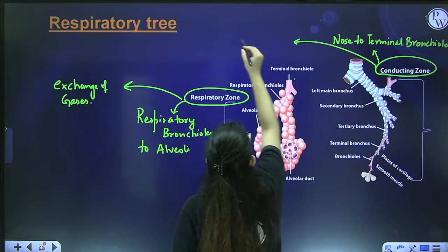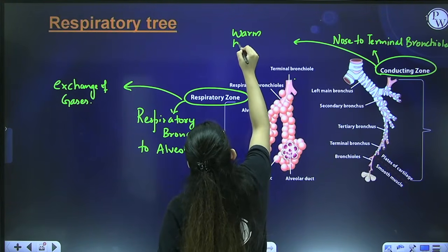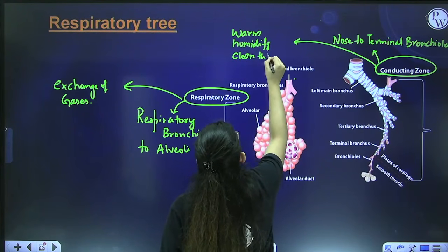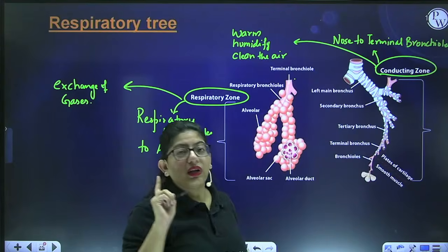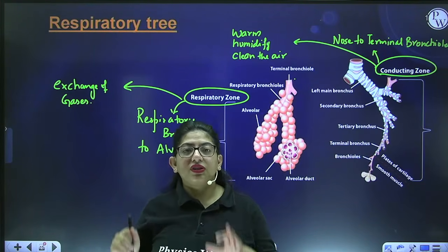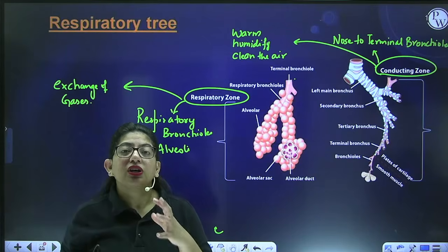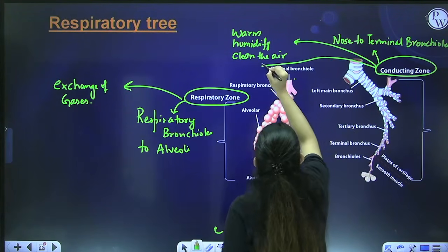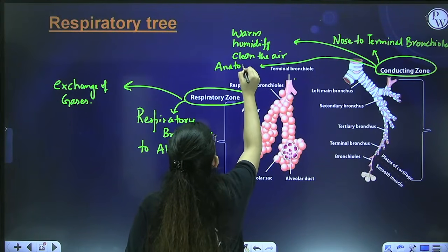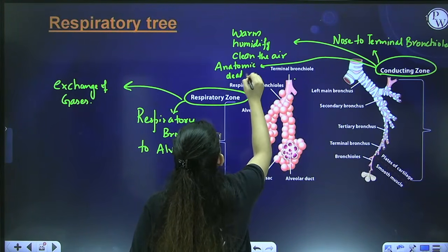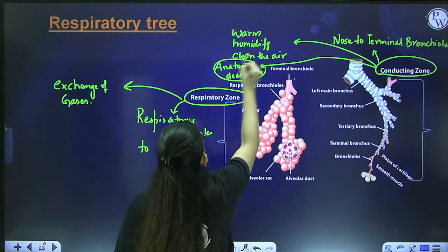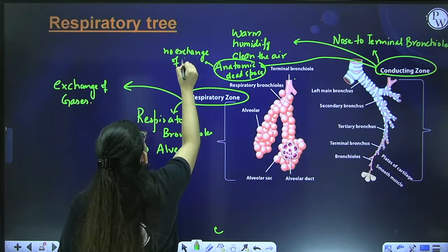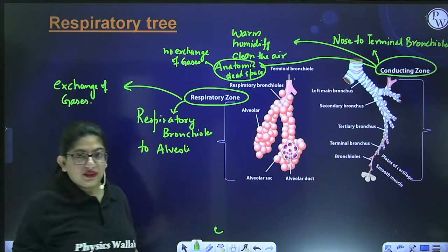So what does the conducting zone do? Warm, humidify, and clean the air. But it will not lead to the exchange of gases. This is a portion where no exchange of gases takes place. You call it anatomic dead space. So you also call it, guys, anatomic dead space. That means here no exchange of gases takes place. Fine, that's quite a difference.